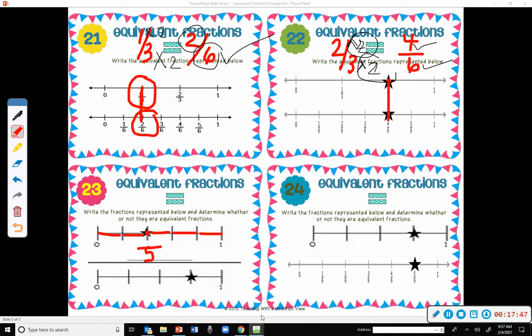How do I figure out the numerator? Start at 0 and count to the star, right? Yeah. 1, 2. So 2/5. Okay, now let's figure out the fraction for the bottom one. 1, 2, 3, 4 is my denominator. The numerator, 1, 2, 3. So 3/4.